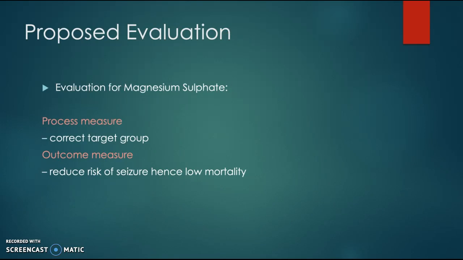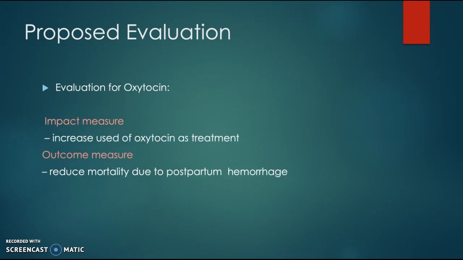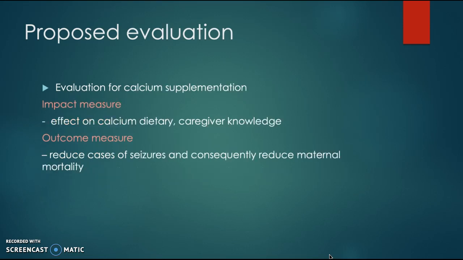So magnesium sulfate has been evaluated, and if it's administered to the current target group, the outcome will be to reduce the risk of seizure in pregnant women, and hence there will be lower mortality rates. In the evaluation for oxytocin, the impact measure will be to increase use of oxytocin as a treatment, with the outcome measure being that mortality related to postpartum hemorrhage will be reduced. For calcium supplementation, just adding calcium to the diet, or getting calcium supplements from caregivers, will help reduce seizures and consequently reduce maternal mortality.